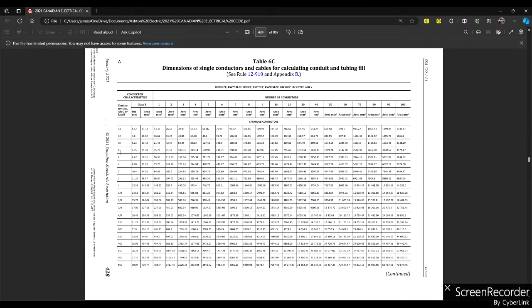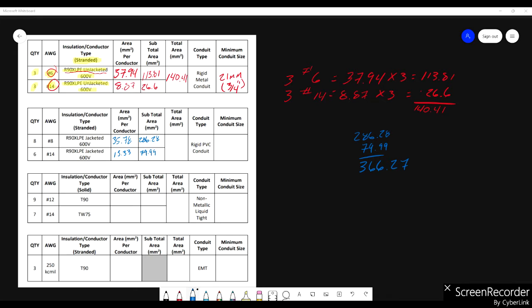So we had our number 8s. So I located out of table 6C, R90 XLPE, jacketed 600 volt. Number 8 individually, 35.78, and then 8 of them, 286.28, and then number 14s, same idea, 13.33 individually, and 6 of those, 79.99. Okay, so we add those up.